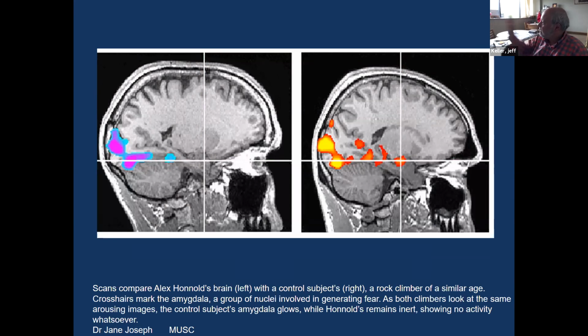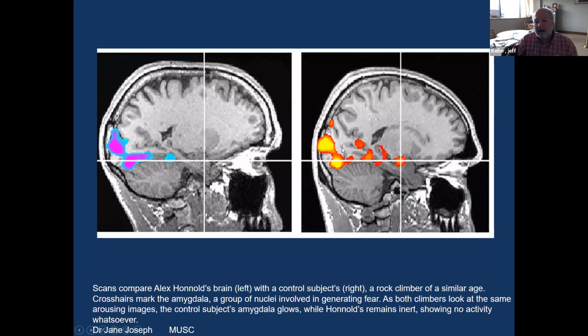And so you're just doing a cross-section of the brain this way. And the crosshairs are in an area of the brain called the amygdala, which is part of the limbic system and involved in a lot of emotion control regulation. And what we see here is that the gentleman on the right-hand side, in response to the fearful images, is having a much higher intensity.